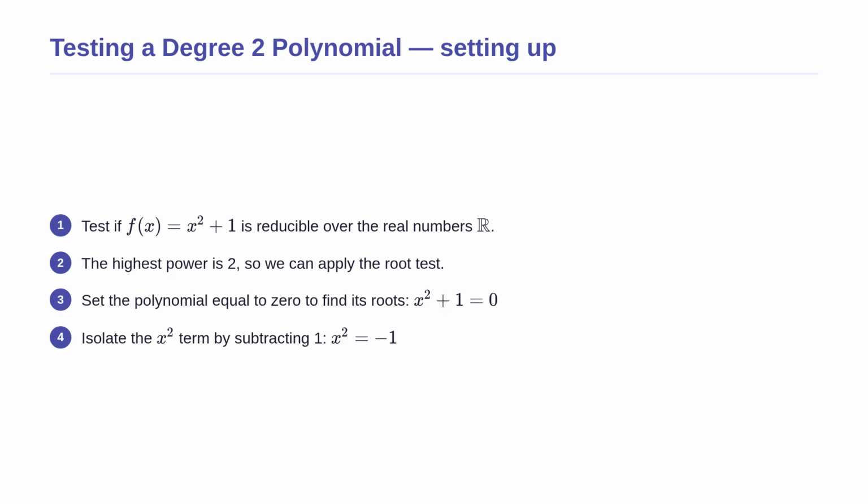Before we prove why this test works, let us see it in action with a concrete example. We want to determine if the polynomial x squared plus 1 is reducible over the field of real numbers. Since the highest power is 2, we are perfectly safe to use our root test. Our strategy is simple. Set the polynomial equal to 0 and solve for x. If the resulting values are real numbers, we have found our roots and it is reducible. We start by setting x squared plus 1 equal to 0. Subtracting 1 from both sides gives us x squared equals negative 1.